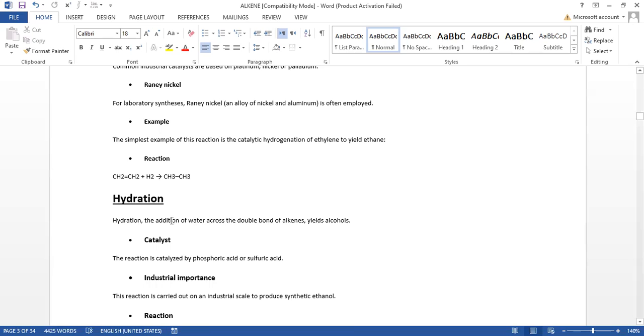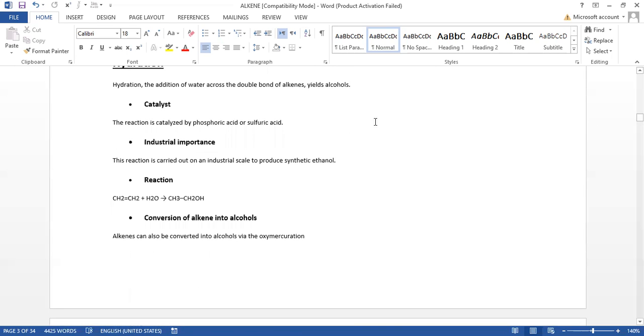In hydration, there is addition of water across the double bond of the alkene, which yields alcohol. Hydration of alkene produces alcohols, in which we use the catalyst phosphoric acid or sulfuric acid. In industrial importance, this reaction is carried out on an industrial scale to produce synthetic ethanol. And this is the reaction: hydration of alkene gives alcohol.